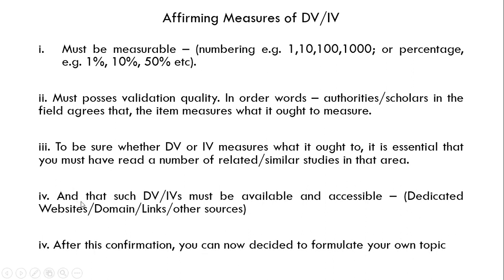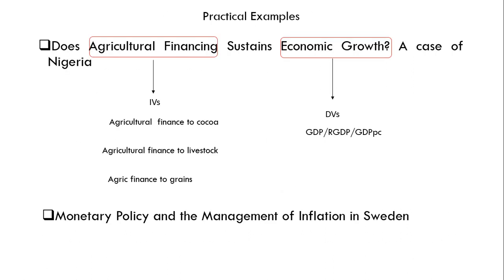And number 4, dependent variable and independent variable must be accessible. We have said that earlier. You should be able to have an answer on where you can access these variables in your study before you even think of formulating your own particular topic. Having said this, then you can now decide to formulate your own topic.